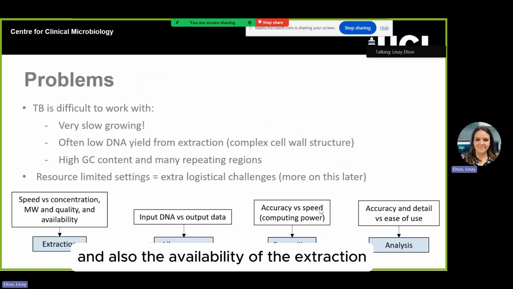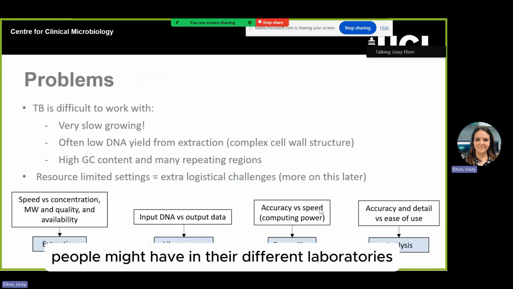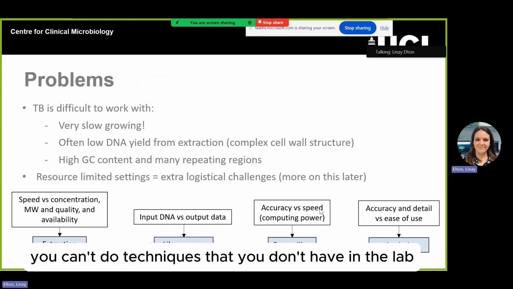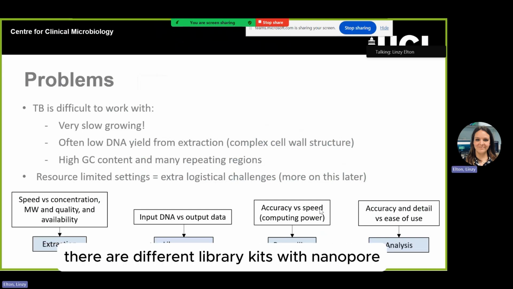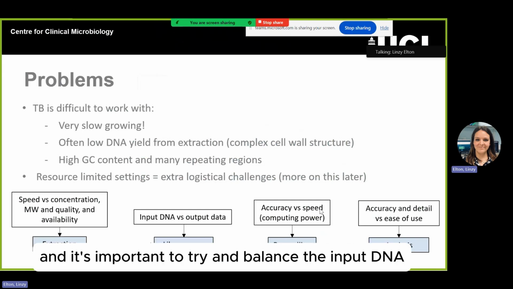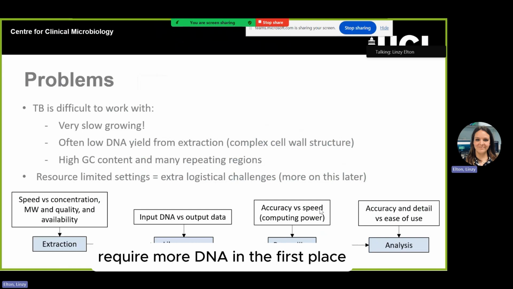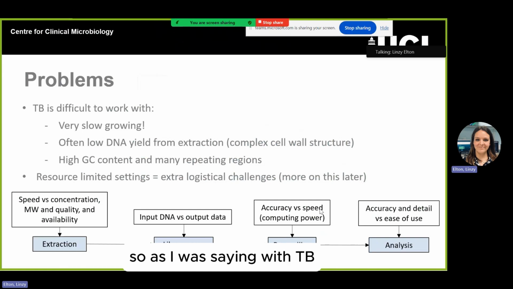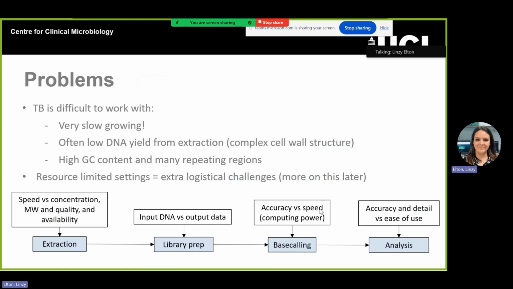And also the availability of the extraction and growing techniques that people might have in their different laboratories, because obviously you can't do techniques that you don't have in the lab. In terms of library preparation, there are different library kits with Nanopore, and it's important to try and balance the input DNA. So some of the kits that give you more data require more DNA in the first place. As I was saying with TB, sometimes it's quite difficult to get high yields. So it's a balance between the input DNA and the output data.